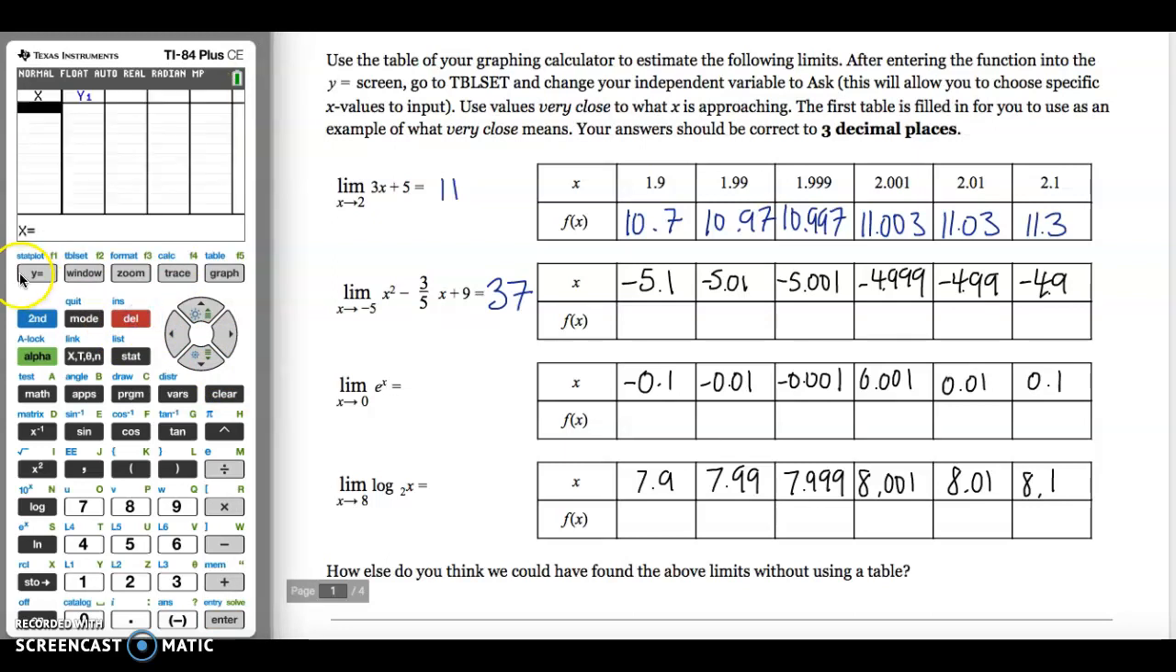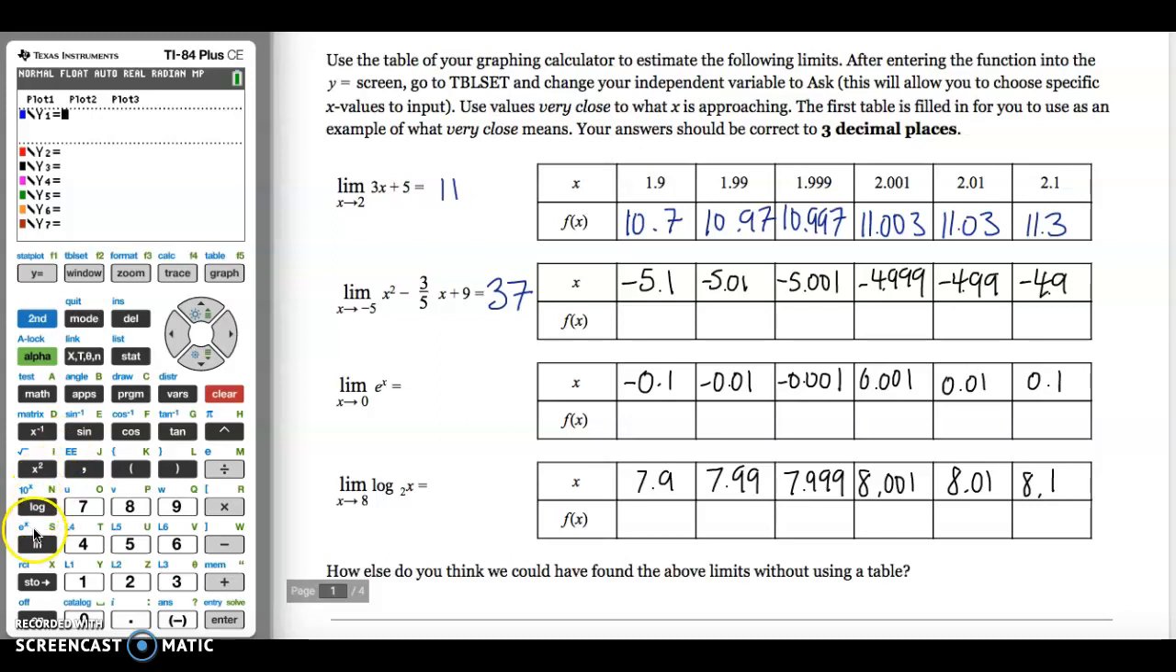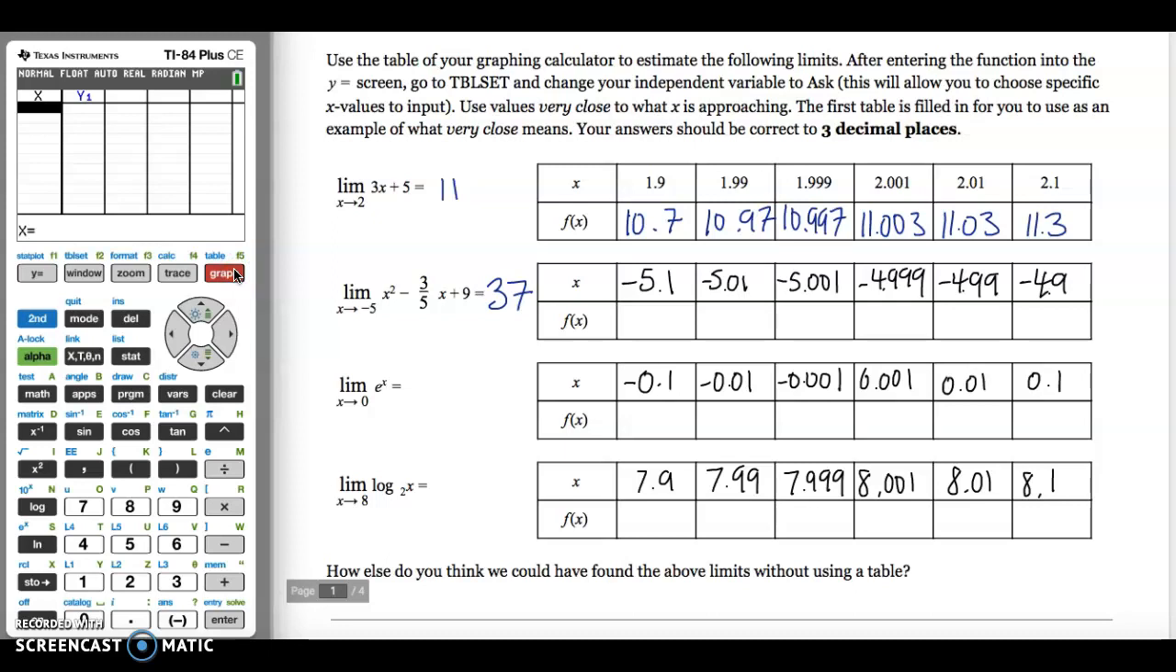Clear all those out. Go to my y equals screen. Luckily, this equation is a lot easier. So we have e, and you can use this e or this one over here, e to the x. And we'll go back to my table. We'll try those new values. Negative 0.1, negative 0.01, negative 0.001, and then again a little bit bigger.